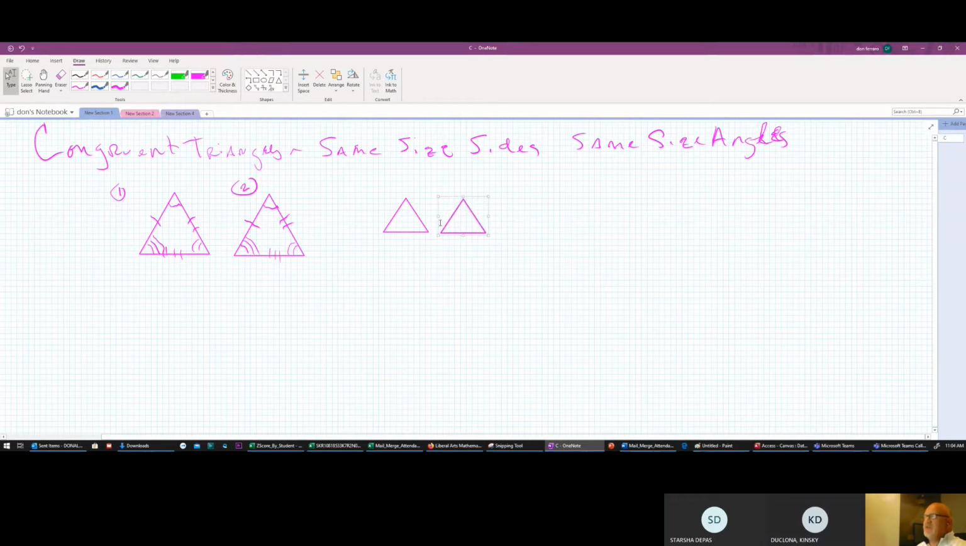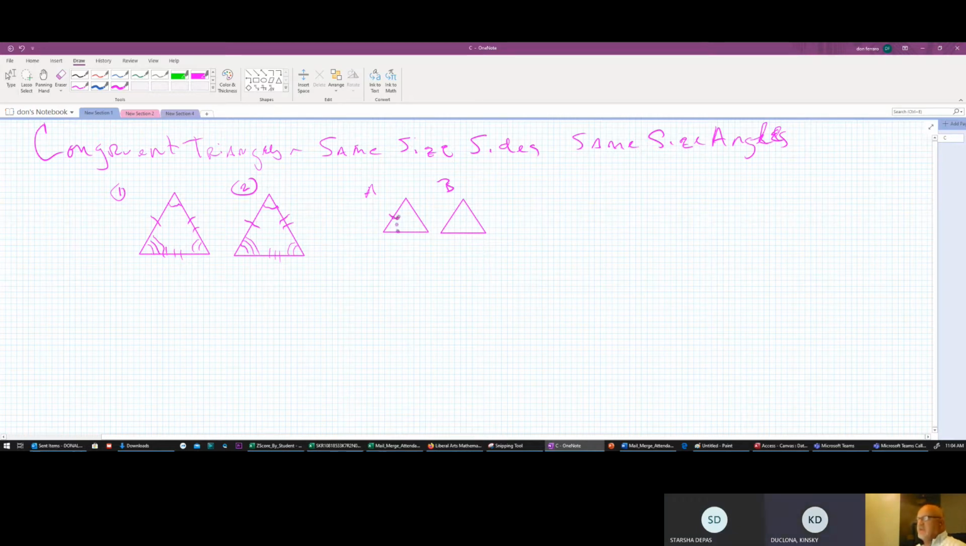So I just copied and pasted these two triangles, right? So this is triangle A and this is triangle B, okay? Now, they look alike, correct? Yeah. But in the case of geometry, we actually have to have tick marks, okay?